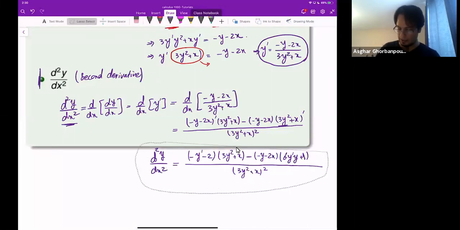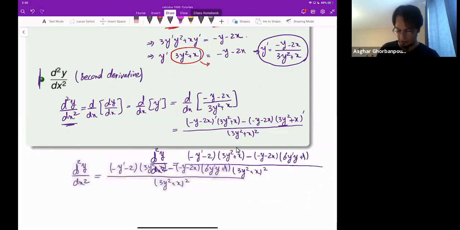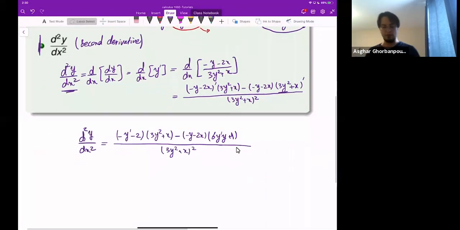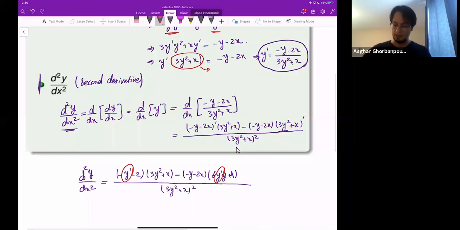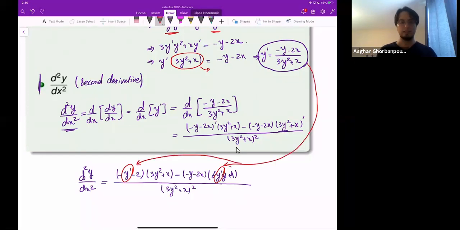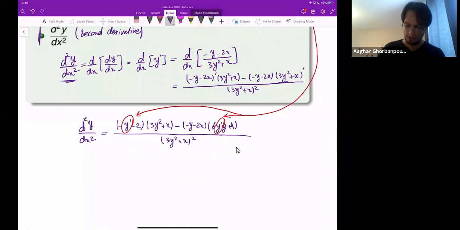Well, when you look a little bit closely at this equation, you see that when I was trying to find the second derivative, the final thing that I found must have only x and y in it. You see there is y prime here, and there's another y prime here. I don't like that. Neither do I. What should I do? Well, you pick this whole thing here and plug it into this final formula.